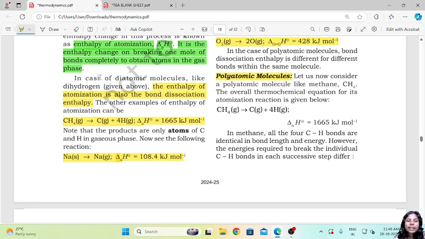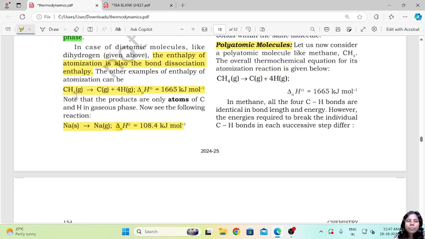Another very important thing to remember here is that the enthalpy of atomization is the same as the enthalpy of bond dissociation. If we look at another example, we have methane, which is giving us carbon plus hydrogen. For that, atomization energy is 1665 kilojoules mole inverse. Here also this molecule of CH4 is breaking down and we are getting one atom of carbon and four atoms of hydrogen.